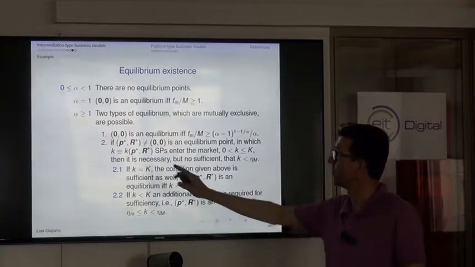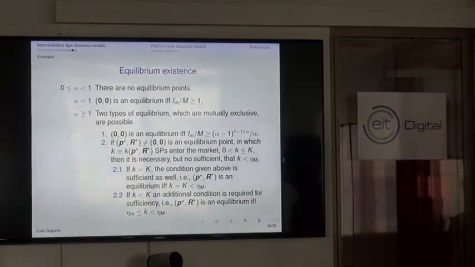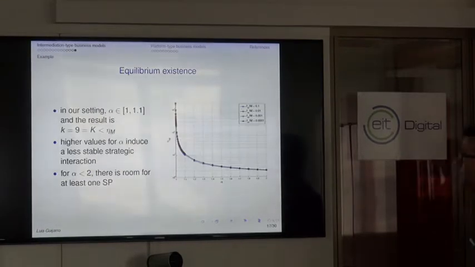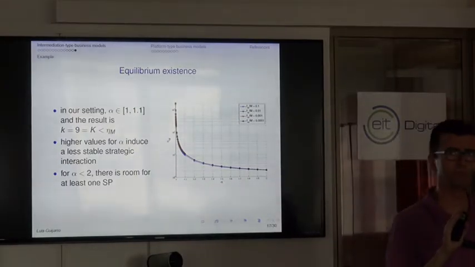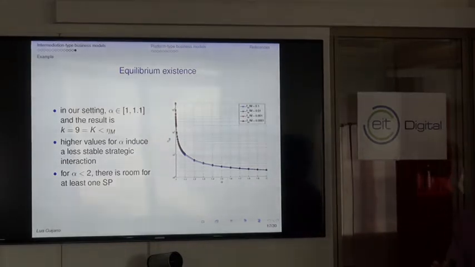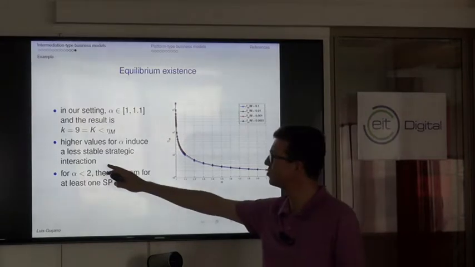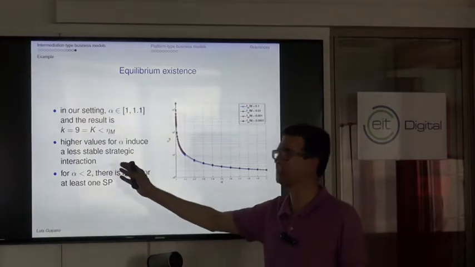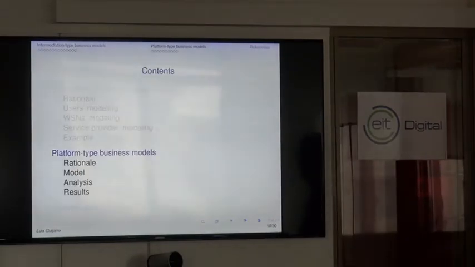However, for values that are much greater than 1, the Nash equilibrium will end up not occurring, which makes sense since higher values of alpha mean very sensitive users, and that means stronger competition, which in the end will translate into a less stable strategic interaction, to give an intuitive explanation.